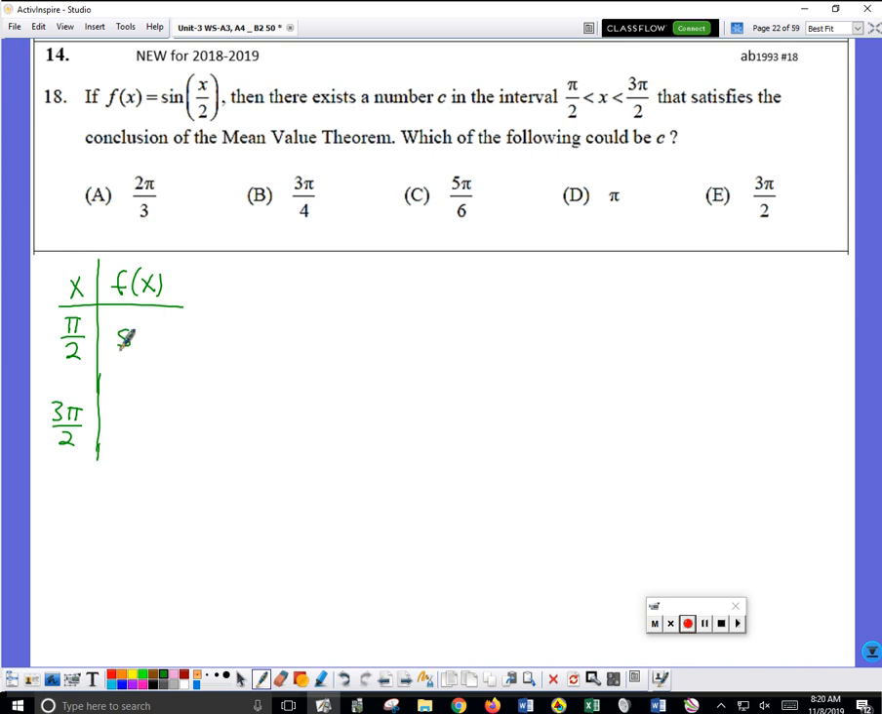So I've got to find the sine of pi over 2 divided by 2. And I have to find the sine of 3 pi over 2 divided by 2.